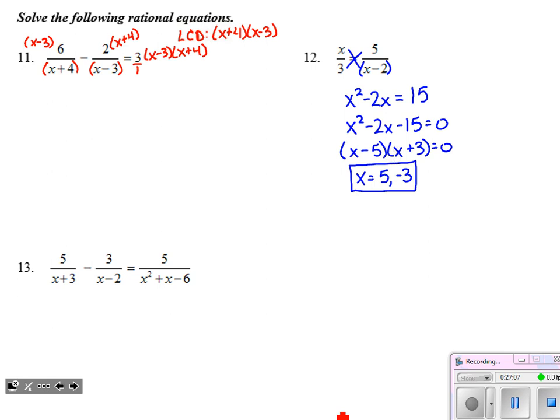Now I can turn my attention to just what's happening in the numerator. I've got 6 times x minus 3. Let's distribute. Big minus, I'm going to put this in parentheses, 2 times x plus 4. That's 2x plus 8. And again, that negative will distribute, so I want to be careful about that. That equals 3 times, well, let's see, what's this going to make if I FOIL that together? x squared plus x minus 12. So I'll have 3x squared plus 3x minus 36. Because not only do I have to FOIL, I have to distribute that 3 as well.